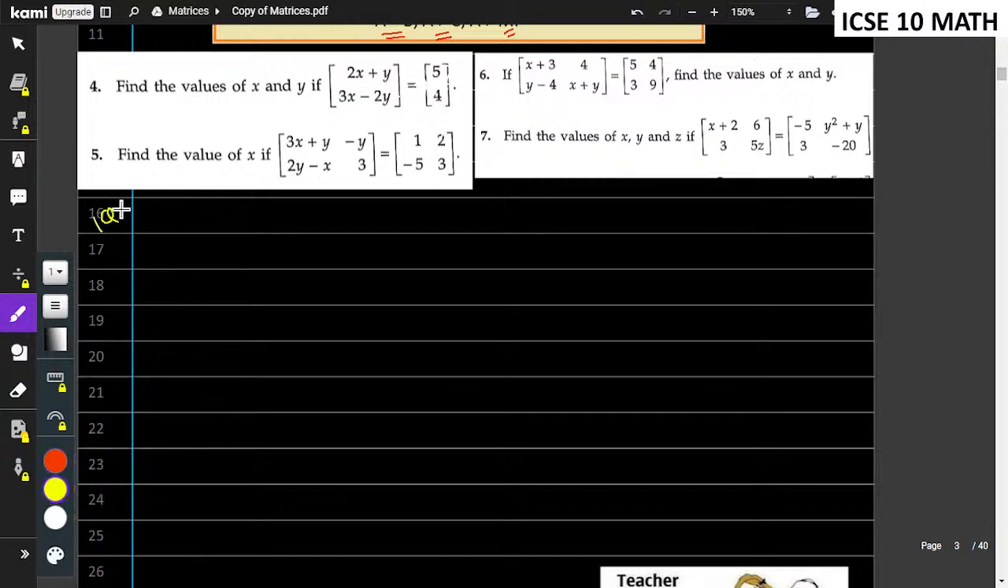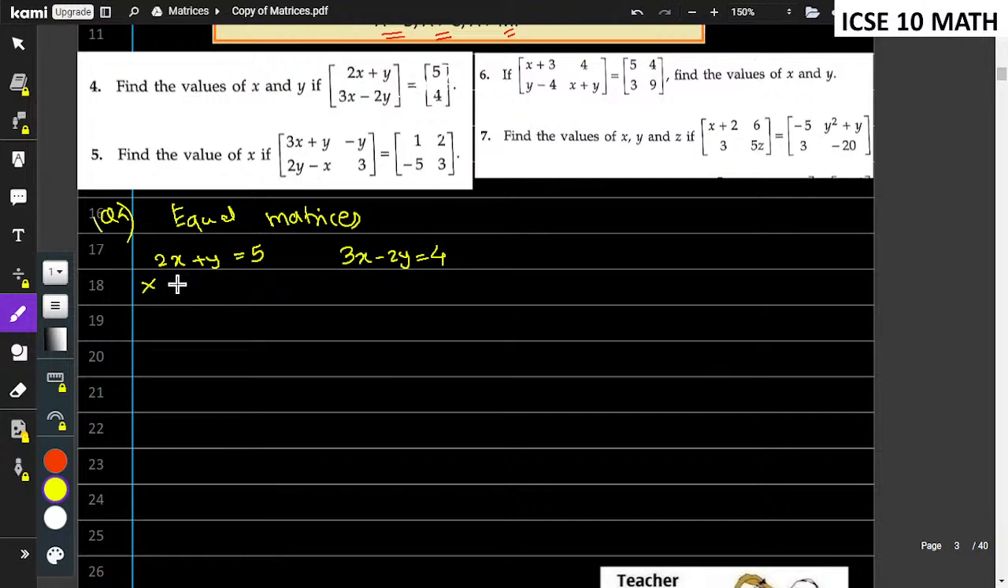Let's see question number 4. What they are saying: find values of x and y if the matrix 2x plus y, 3x minus 2y is equal to the matrix 5, 4. So these are equal matrices. Equal matrices, therefore their corresponding elements are equal. So we get 2x plus y equal to 5 and 3x minus 2y equals 4. So here we got two equations. These are simultaneous linear equations and we definitely know how to solve simultaneous equations. So let's solve these.